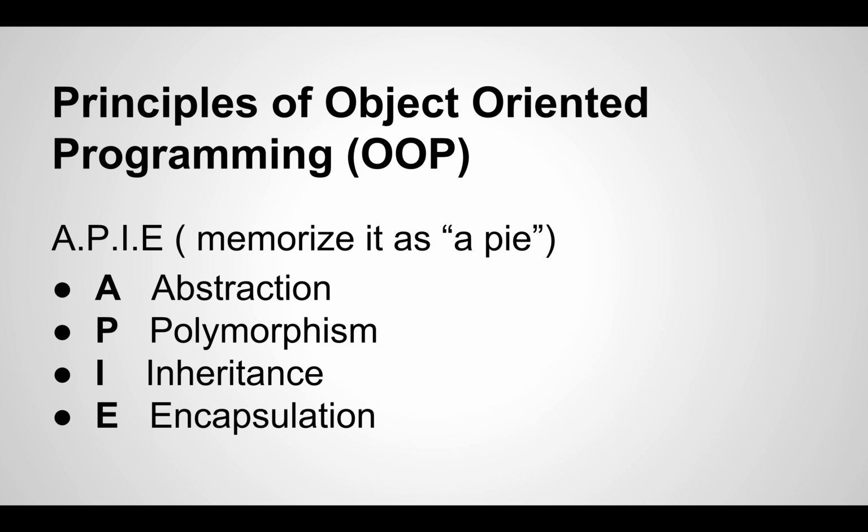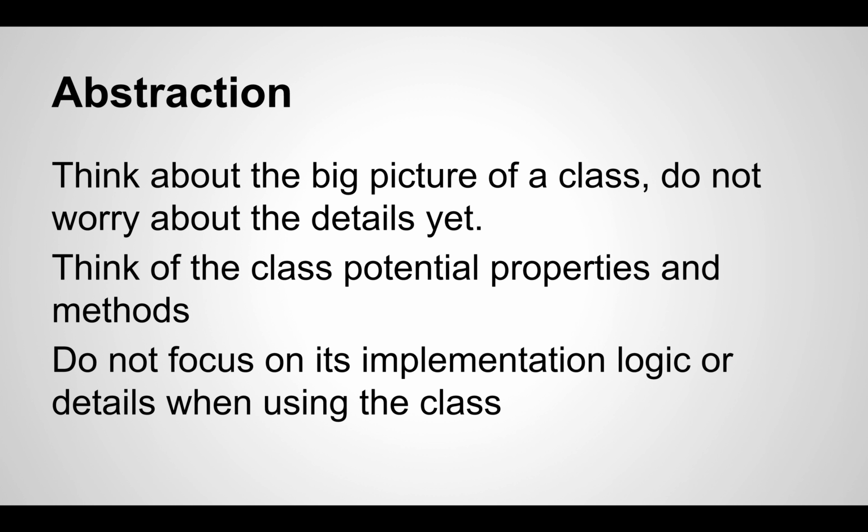Let's take a look at each of them in detail. So, abstraction. Think about the big picture of a class. Do not worry about the details yet, okay? So just look at it from like a bird's view. Think of the class's potential properties and methods, okay? You should do some kind of a brainstorm and say, okay, this could be the attributes or the properties and the actions or the methods of this class.